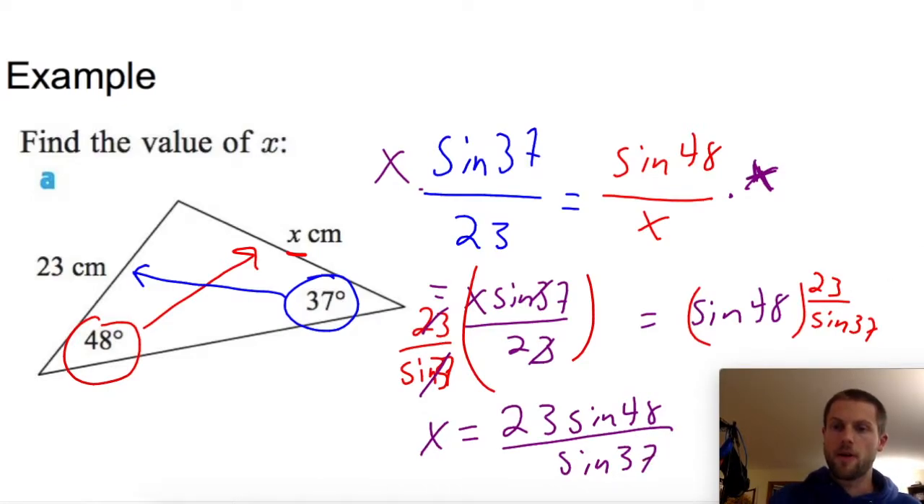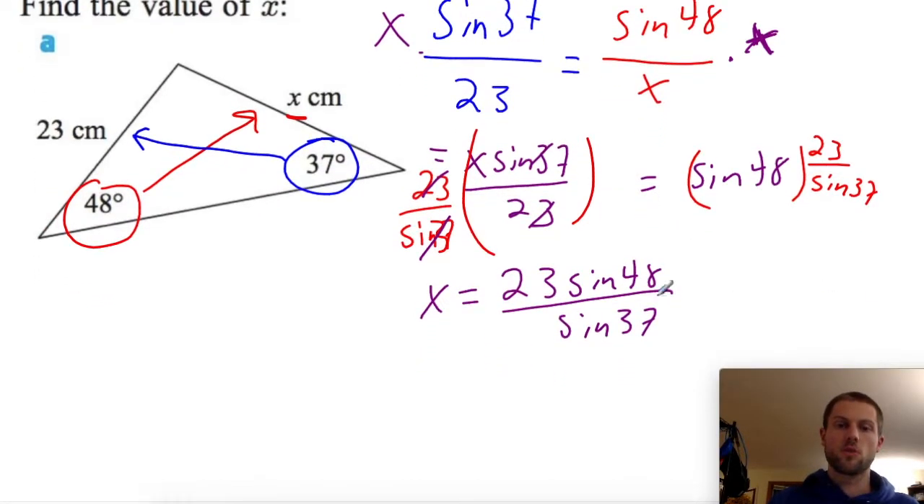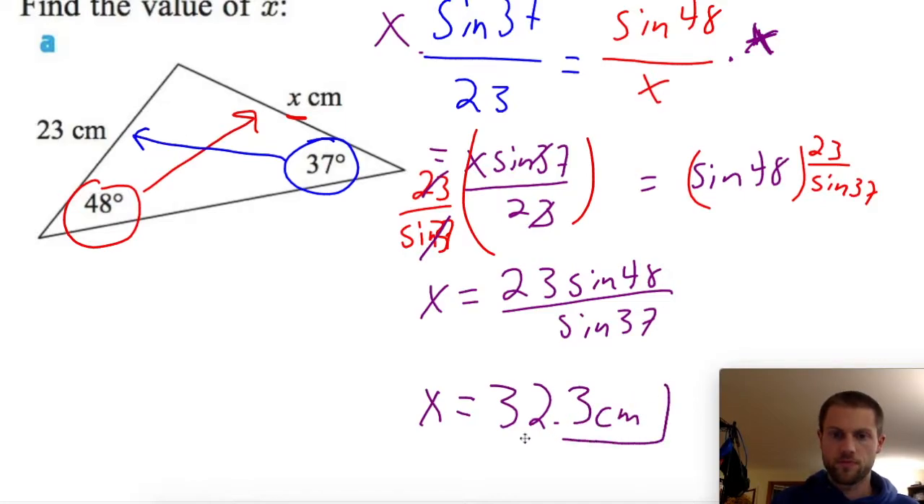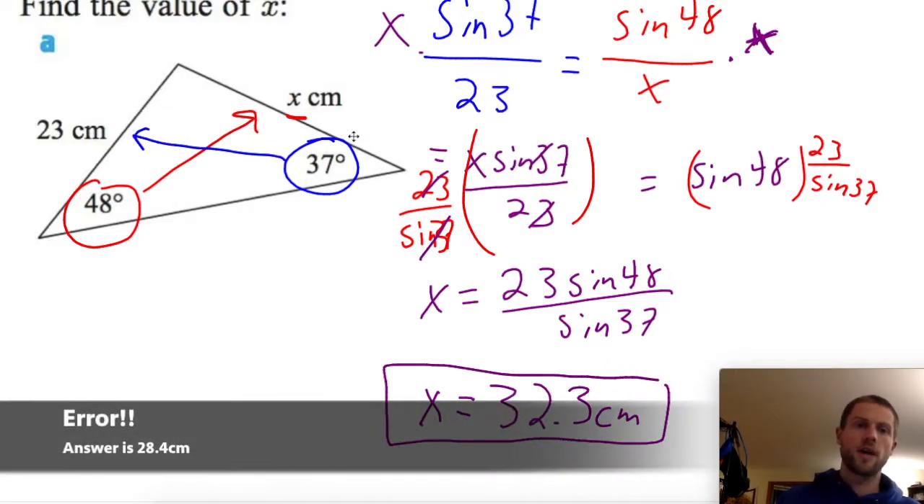This is a number, and I'm typing this into my calculator just as it's written. I multiply these two things together and divide by the sine of 37. Once I do all that, it comes out to 32.3 centimeters. So using the law of sines, I was able to figure out what this missing side was. This is the case where I'm given two angles and a side. I've got another example for you that uses the law of sines. Give that a shot on your own, and when you're ready, you can resume the video and see how you did.